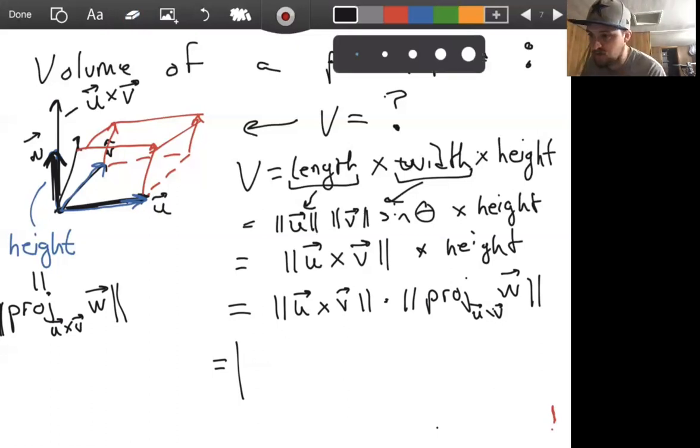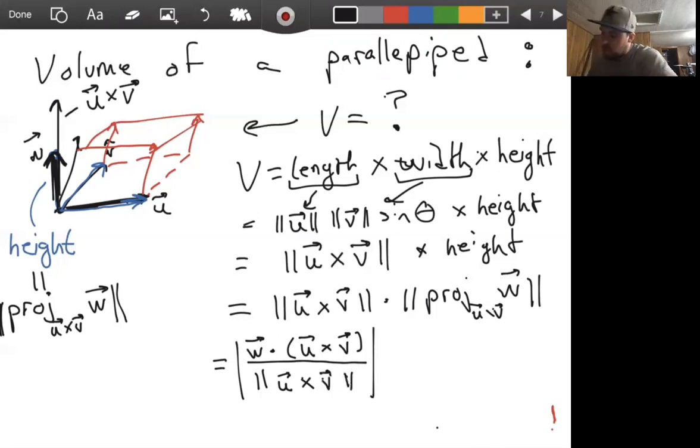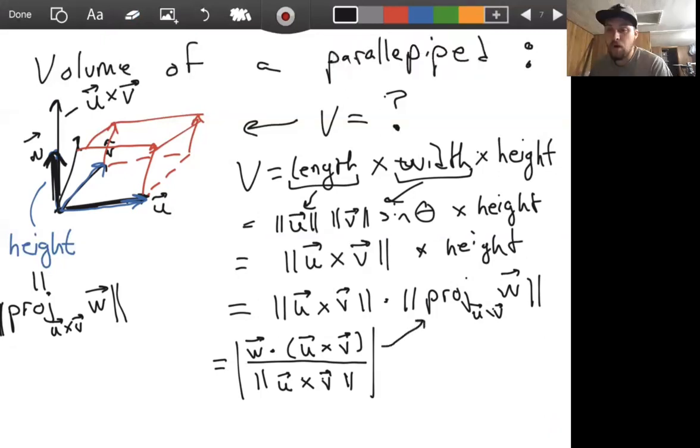So this is going to be W dot U cross V over the magnitude of U cross V, right? Sorry, I confused myself with notation. I ended up not changing any notation right now. This formula here is simply what the magnitude of the projection is.